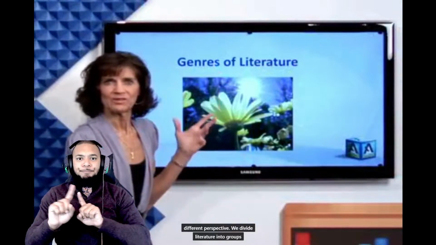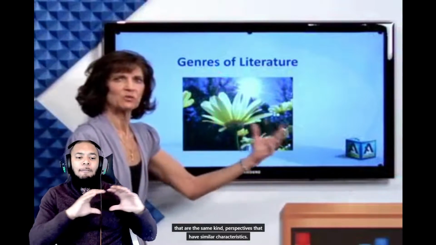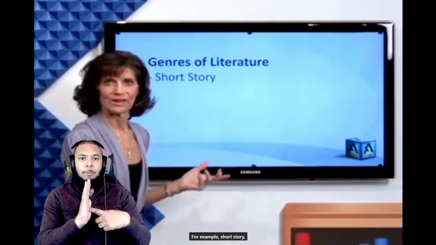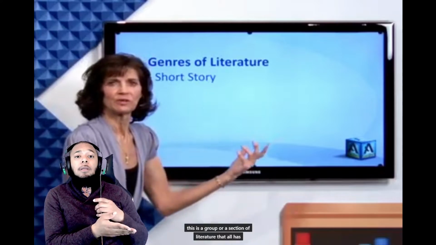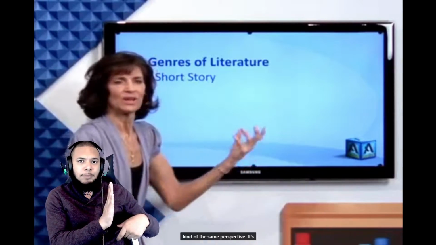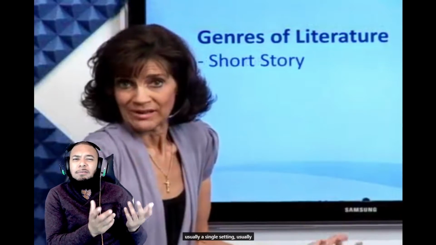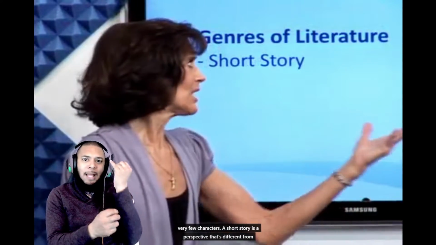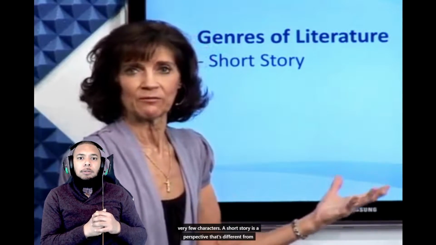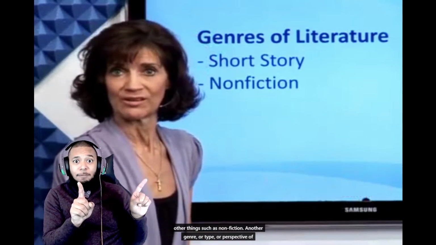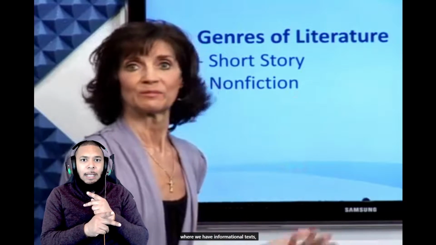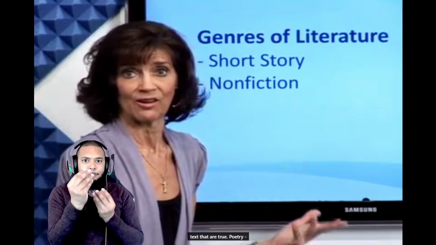We divide literature into groups that are the same kind, perspectives that have similar characteristics. For example, short story. This is a section of literature that all has kind of the same perspective. It's usually a single setting, usually short, about one topic, one idea, very few characters. A short story is a perspective that's different from other things, such as nonfiction, another genre or type or perspective of literature, where we have informational texts, texts that are true.